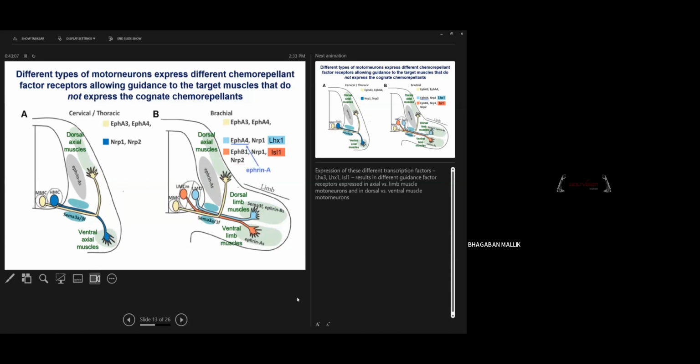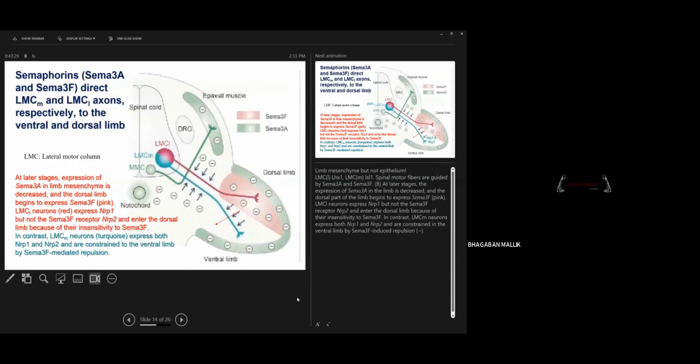Okay, so that is what I'm showing, which ephrin is specific for which receptor. So ephrin A is specific for the EphA4 receptor, like that, something Sema3A for this one. So all these things I have shown, the receptor and its chemorepellent or chemoattractant. So here is more of an example showing the innervation of axons to different muscles, like ventral limb muscle or dorsal limb muscle. So that is something I highlight here.